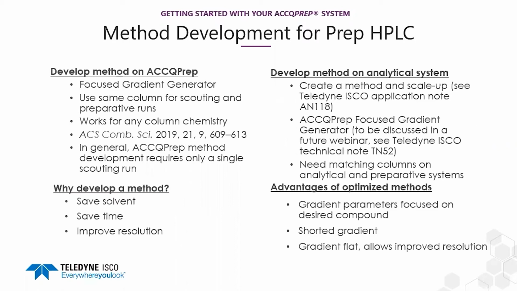We will describe the focused gradient generator using columns on the ACCQPrep. It is possible to use the focused gradient generator with an analytical HPLC, but the analytical system needs to be calibrated to generate useful results. The calibration procedure isn't difficult and will be discussed in a later webinar. However, it is described in Tech Note 52, available on the Teledyne ISCO website. The focused gradient generator can be faster than default methods and faster than other method development techniques. By using the focused gradient generator, you can save time, save solvent, and improve resolution.